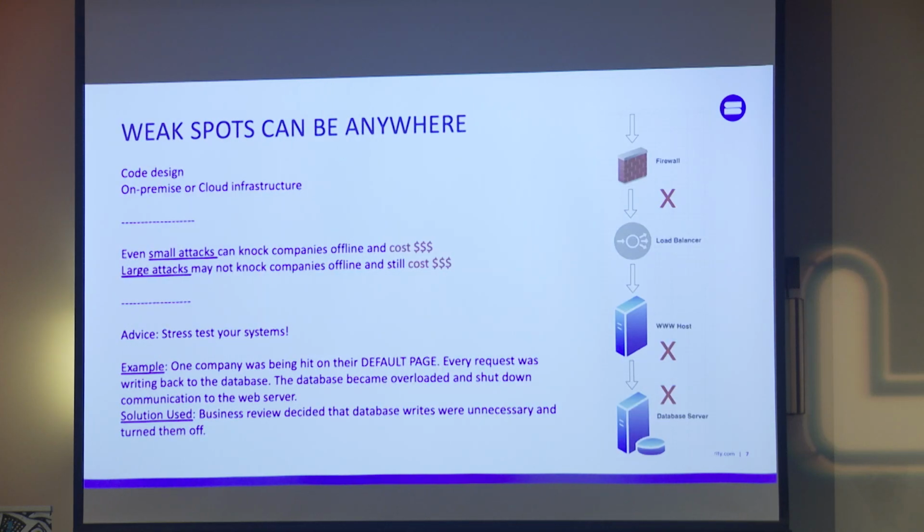So the weak spots on your network could be anywhere. We see them in the firewall. We see them in the connections between the web server and the database server. And if you don't test this, you can have a very weak infrastructure that's prone to DDoS, because even small attacks can knock your server offline.